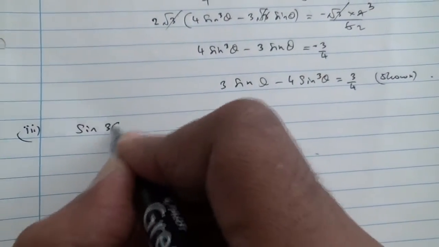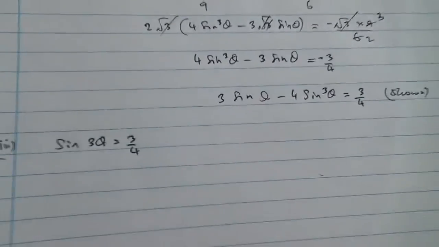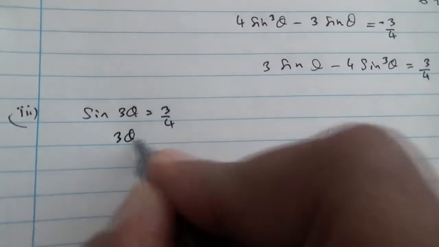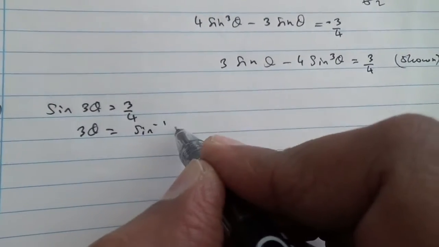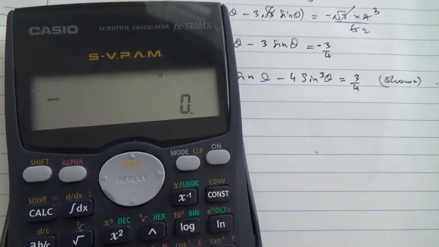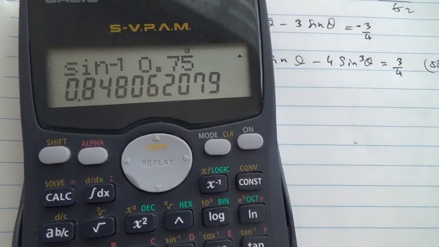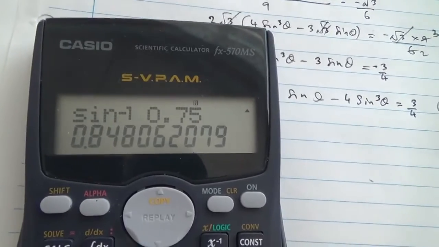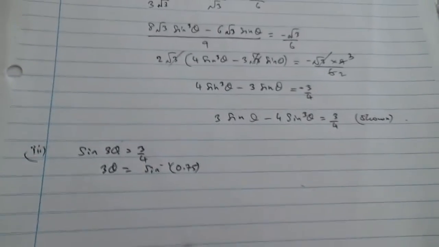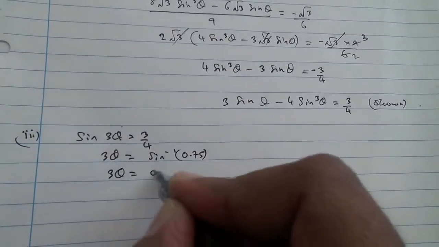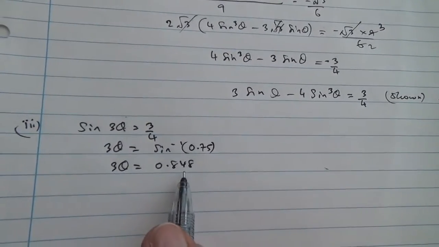Okay, for the third part, I can say sine 3 theta is equal to 3/4. Now, therefore, 3 theta is going to be the inverse of sine 0.75, because 3/4 is 0.75. Do that in the calculator. Inverse of sine 0.75, you're going to get 0.848. So therefore 3 theta is equal to 0.848. This is the basic angle.